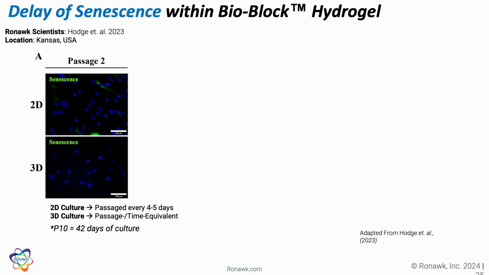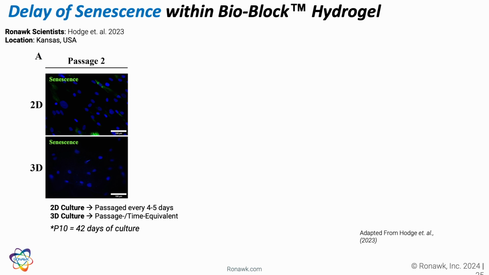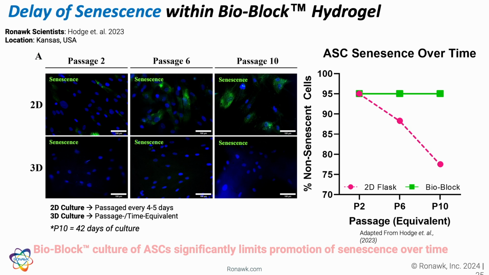Something that happens, especially if you have worked with cultures, especially primary cultures, is that once you get to a certain number of passages, that cell is useless. You either don't have the phenotype that you started with, or you start increasing their senescence. What we did here was grow cells in a 2D flask or plate, and in 3D, in this case in our bioblock, for a series of days. For this experiment, it was 42 days, which equals around 10 passages of the 2D counterpart control.